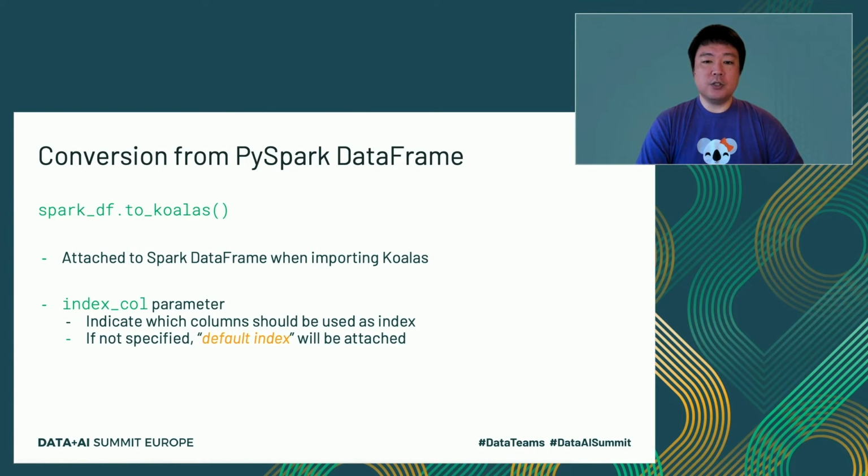You can convert a PySpark DataFrame by just calling the to_koalas function, like sdf.to_koalas, which is automatically added to PySpark DataFrame when running the import command. The function takes the index_col parameter and it indicates which columns should be used as index. If you don't specify the parameter, the default index will be attached. I'll describe the default index shortly.